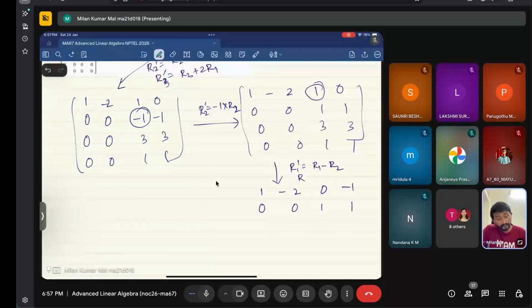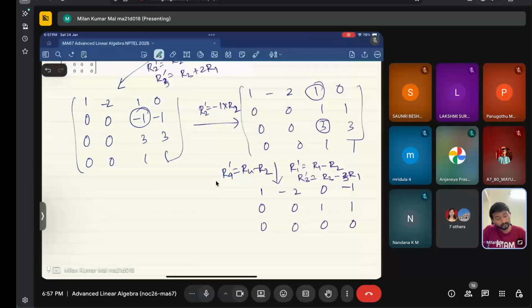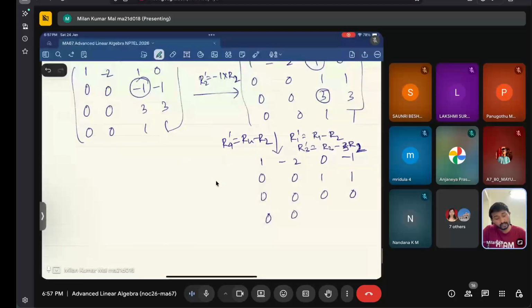How to do? Row 3 dashed is equals to row 3 minus 3 row 1. Okay. So 0, 0, this will be 0, 0. And another is that row 4 dashed is equals to row 4 minus row 2. Okay, this is again 0, 0, 0. So this is the row reduced form.